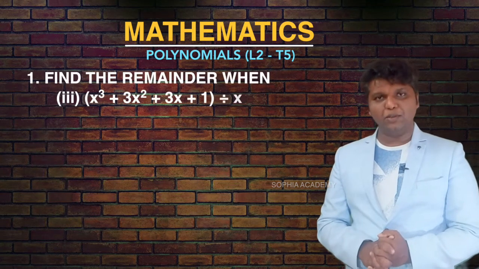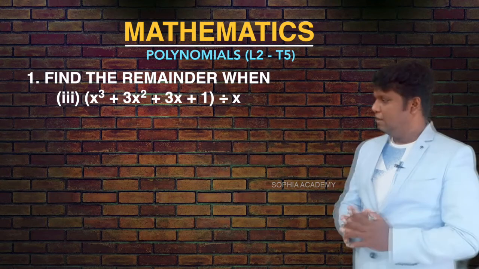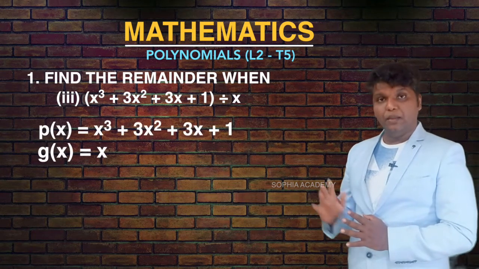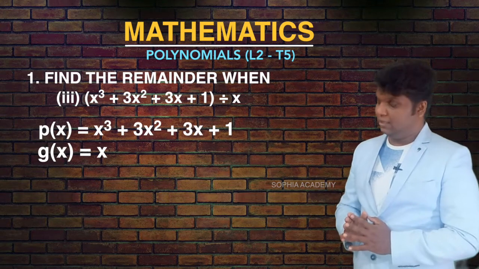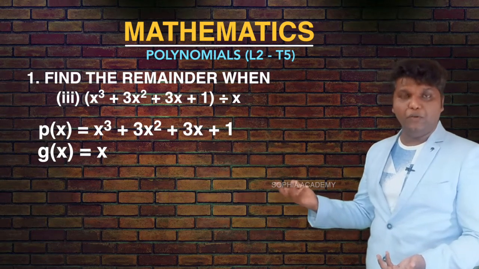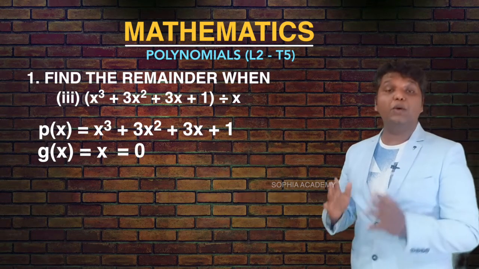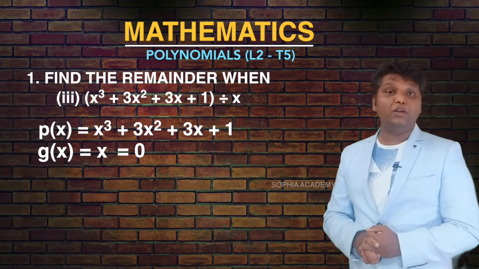Third question, one more question of that type. Here it is x itself. That means what is the remainder when you divide the given polynomial by x. As I told you earlier, whenever you have g of x, you have to equate it to 0. So here it is only x, so x is equal to 0. That means you have to find p of 0.